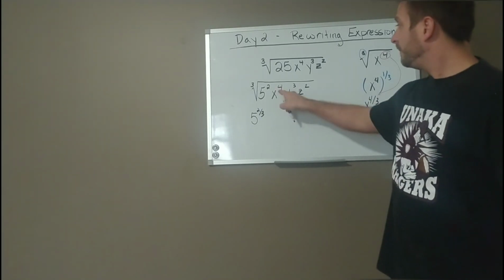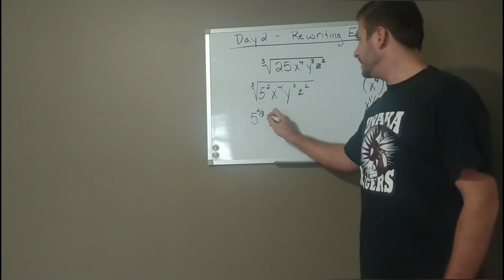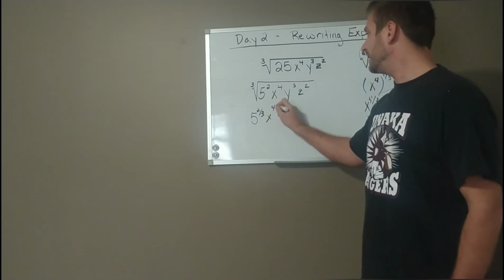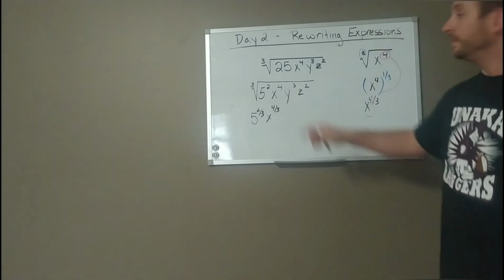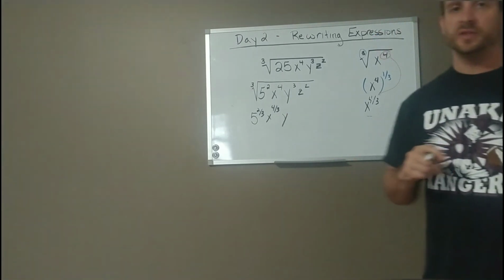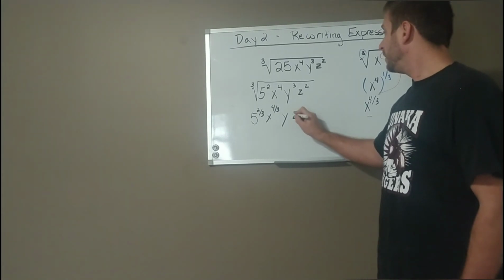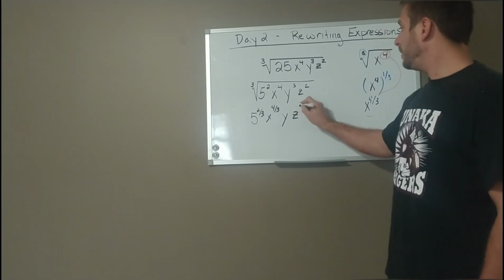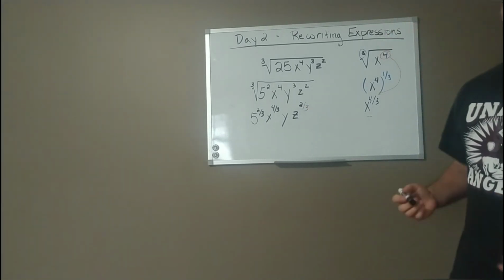X to the fourth, the 4 is our numerator, and the 3 is our denominator. It becomes x to the 4/3 power. Y cubed. 3/3 is just 1, so that leaves us with just y. And then z squared, the 2 is our numerator, the 3 is our denominator, and we are done.